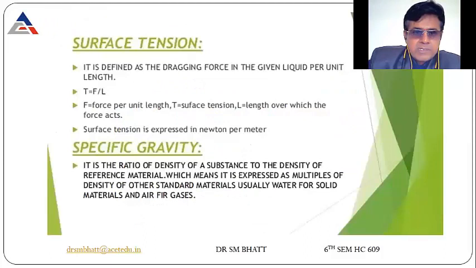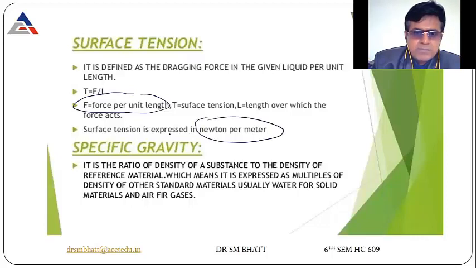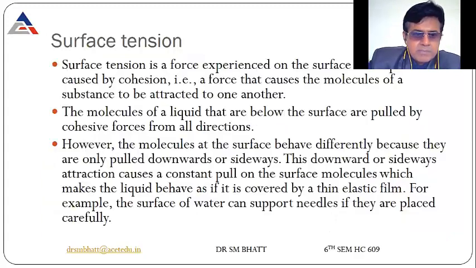Okay, so surface tension is defined as the dragging force in the given liquid per unit length. Tension means force per unit length. This is the definition, formula. And surface tension is measured in newton per meter. Newton is the indication of force, meter means length. Okay, already we have discussed that. So surface tension is a kind of force.